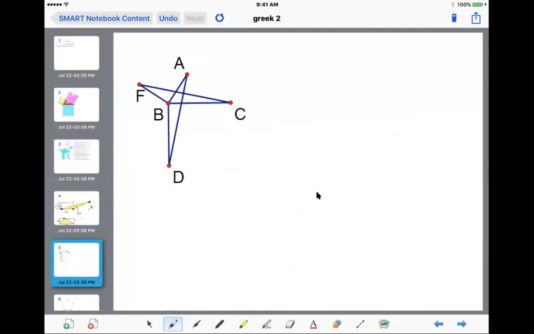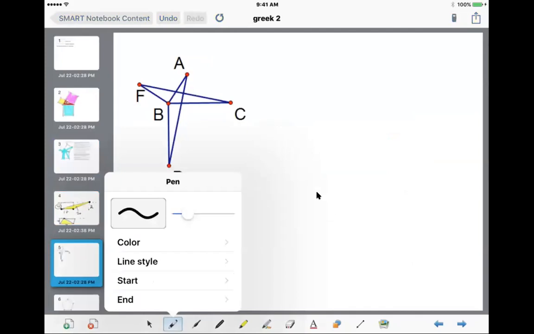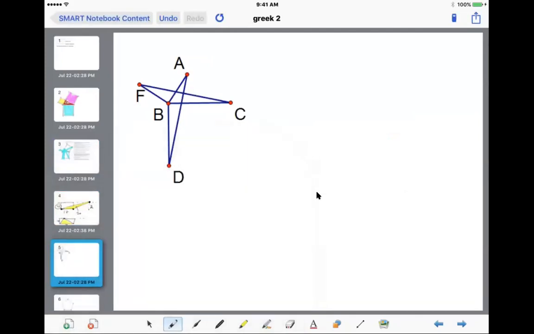Now, if those two triangles have the same area, and each one's half the rectangle, one's half the square, then the square and the rectangle will have the same area. Well, these two triangles won't just have the same area, but I'm going to show you that the two triangles are congruent to each other.